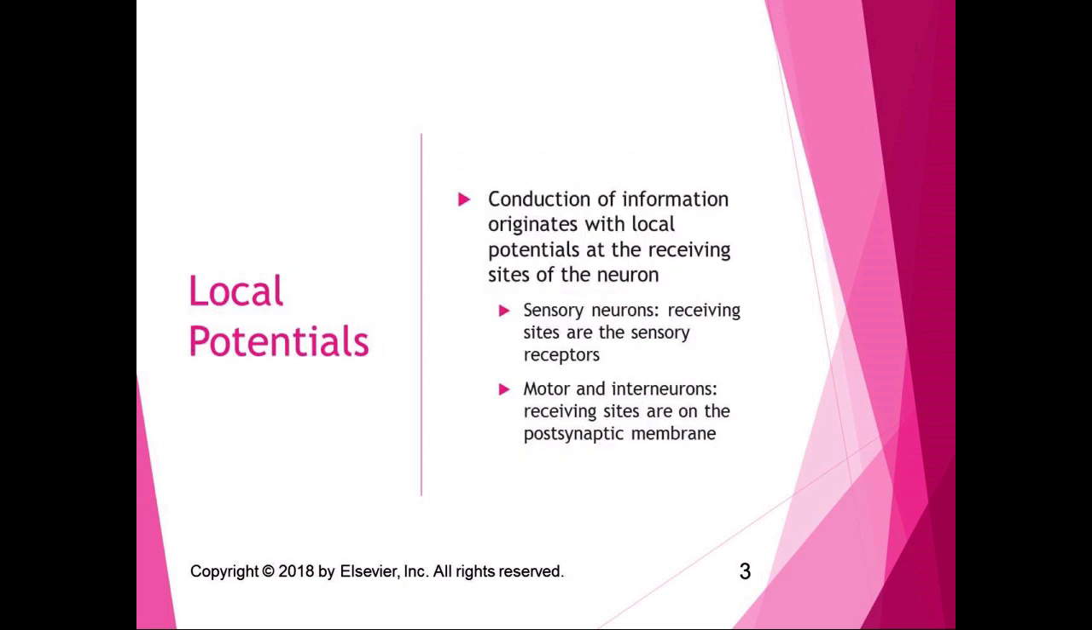So local potential is the initial change in membrane potential on a neuron, and it's small, and it passively spreads only a short distance, 1 to 2 millimeters. It's sort of the jump start for action potential. So the conduction of information originates with a local potential at the receiving site of a neuron. Sensory neurons are the receiving sites for sensory receptors, and for motor neurons and interneurons, their receiving sites are on the postsynaptic membrane. So there are two different kinds of local potentials.